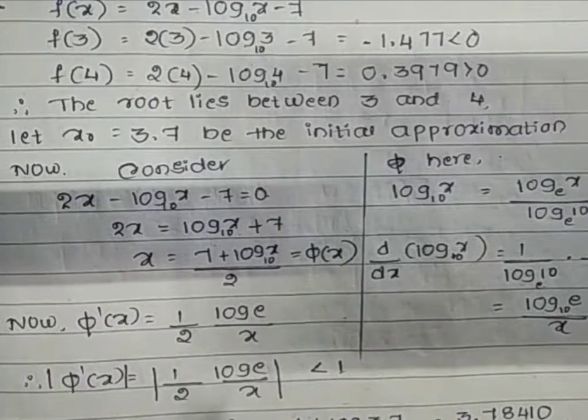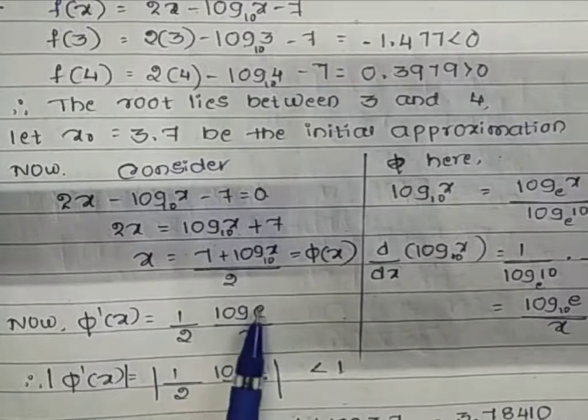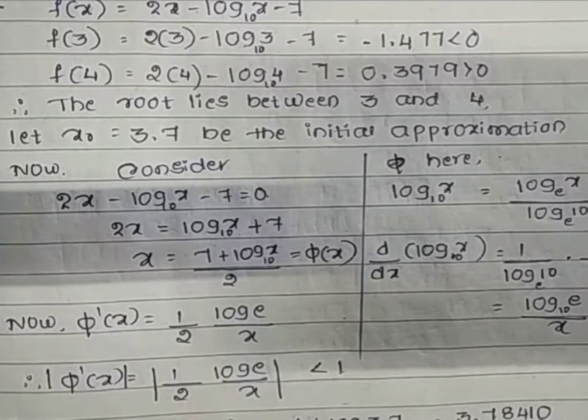So I have written here directly that pi dash of x is equal to 1 divided by 2 log e to the base 10 divided by x, or you can write log e to the base 10 divided by x.